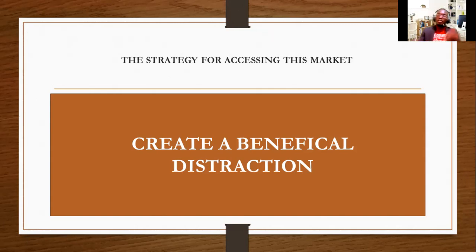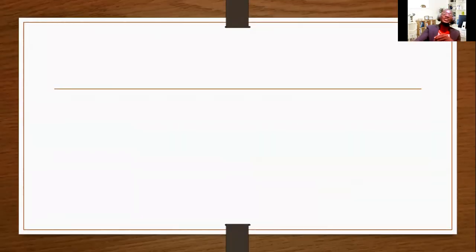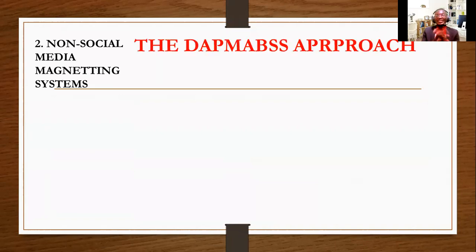That's not all. Now, we're not going to be considering all of this. We're going to be considering the biggest and the most profitable, so that you do not waste your time and your resources on the ones that are not yielding results for now. Okay, that's number one. Let's go to the second pillar, which is the non-social media magnetic systems.